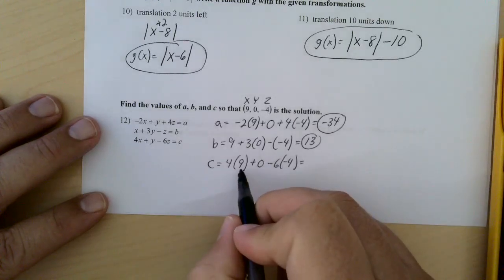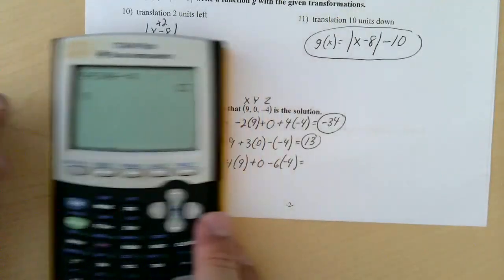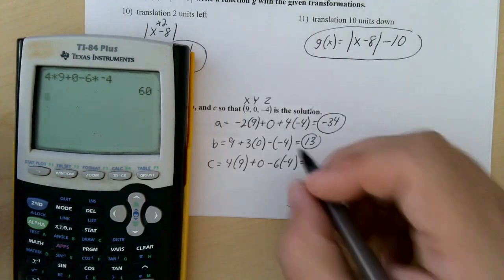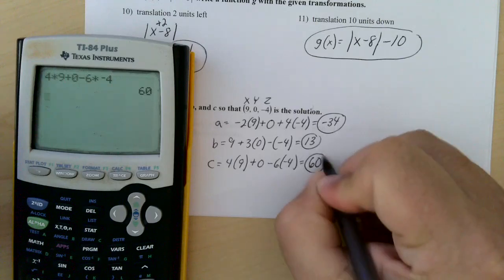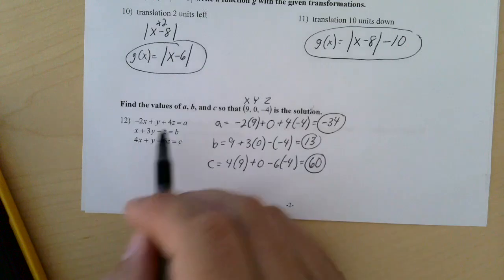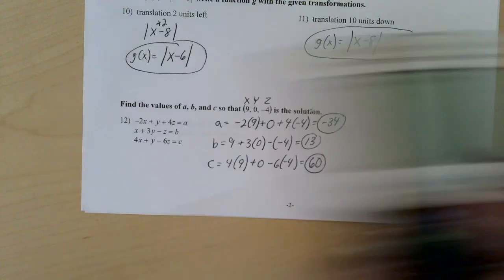That's going to be 36 plus 24. We'll use a calculator. You can see it there. So let me clear that. 4 times 9 plus 0. I guess I don't need to write plus 0, but I did. Minus 6 times negative 4. And you're going to end up with a value of 60 for c. That's all you're doing. Okay, nothing else to do to that problem. Just substitute x, y, and z and calculate each equation, okay, to find a, b, and c.